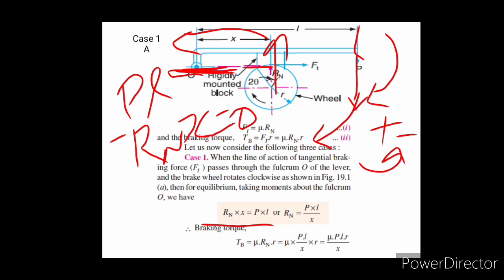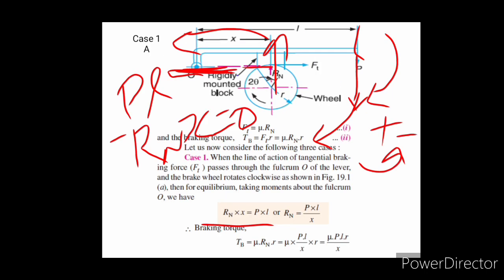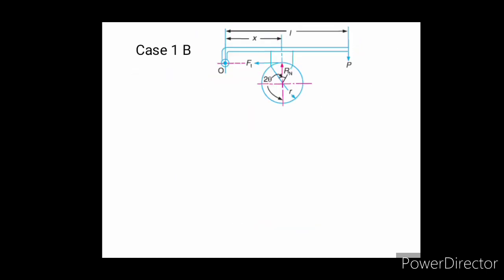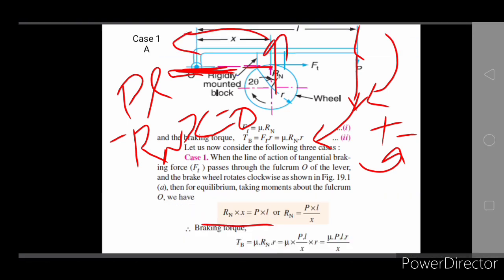Mu is the coefficient of friction between the block and the wheel. P is the applied effort, L is the distance of the applied effort from the fulcrum, R is the radius of the wheel, and x is the distance of the center of the wheel from the fulcrum, right? In this way you have found out about case 1, right?